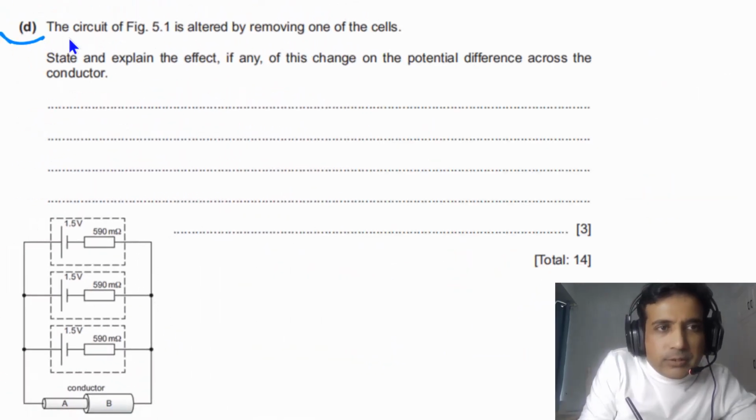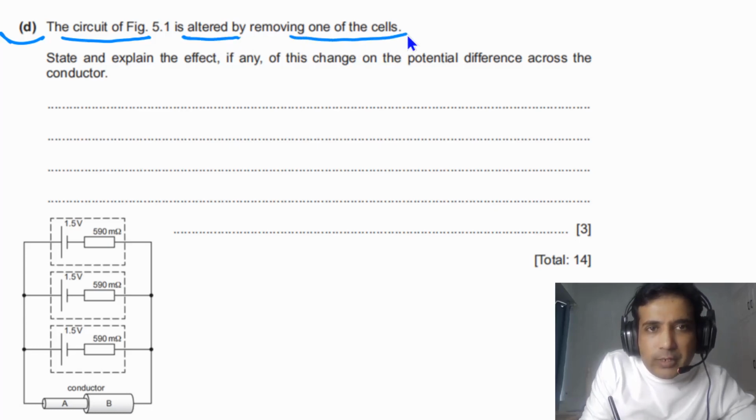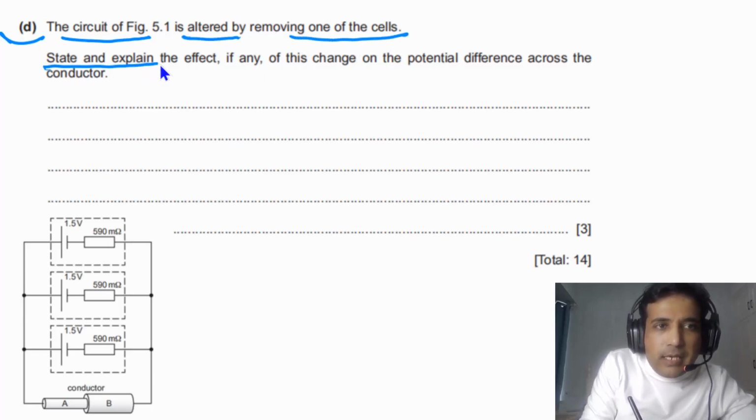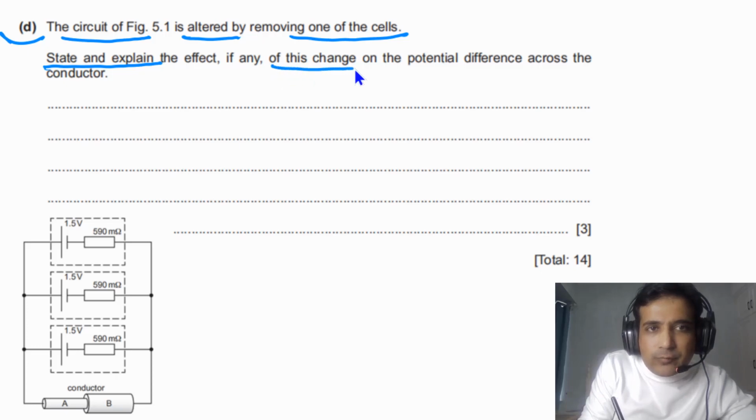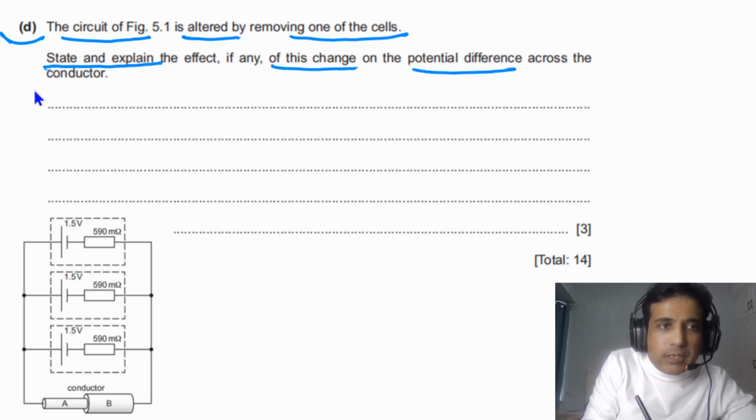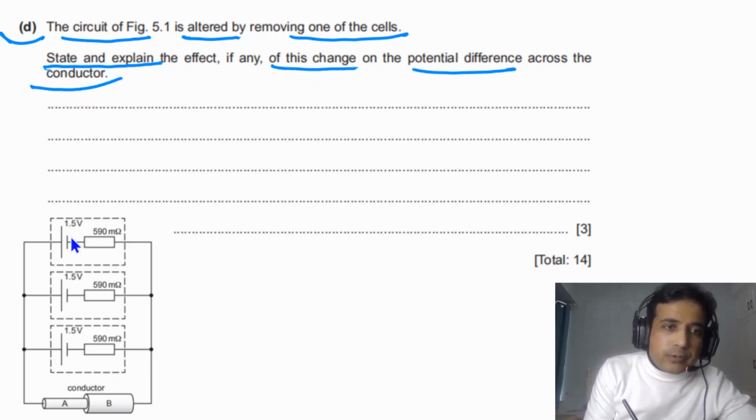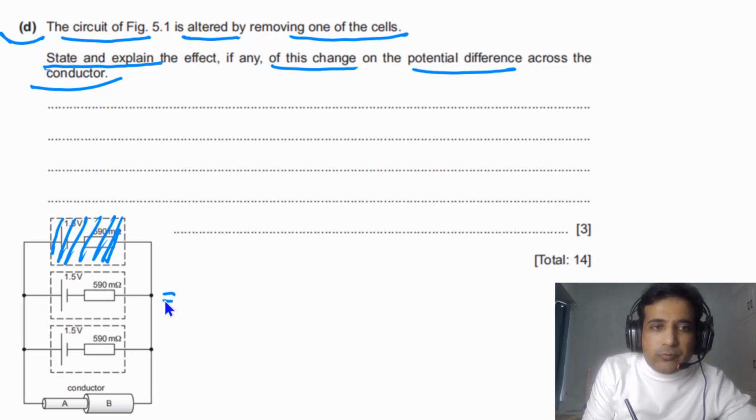For part D, it is given to us the circuit of figure 5.1 is altered by removing one of the cells. State and explain the effect, if any, of this change on the potential difference across the conductor. So first thing we need to understand, in this case we have removed this cell. So we have only 2 cells. So we can redraw this circuit.